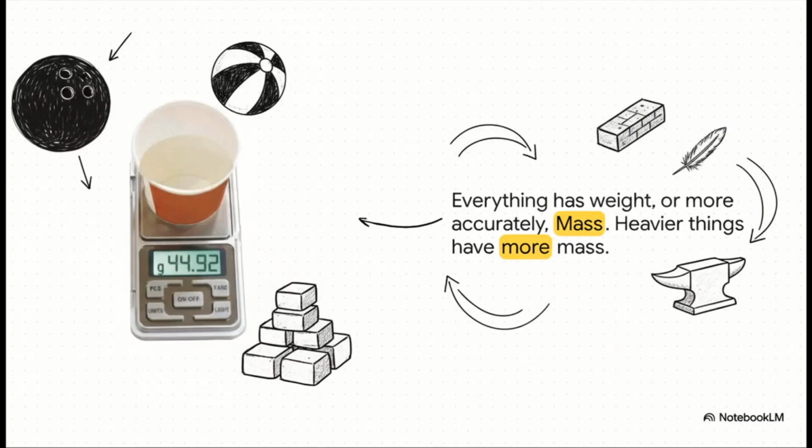And what's the second property that everything shares? Well, every object has some amount of stuff inside it that gives it weight. A bowling ball is way harder to lift than a beach ball because it has way more stuff in it. The scientific term for the amount of stuff in an object is its mass. So usually, things that feel heavier have more mass.